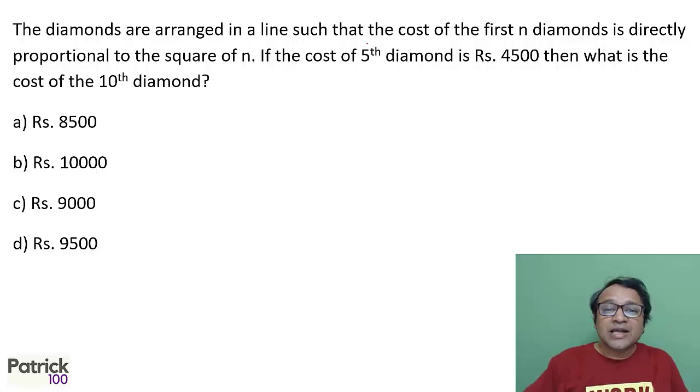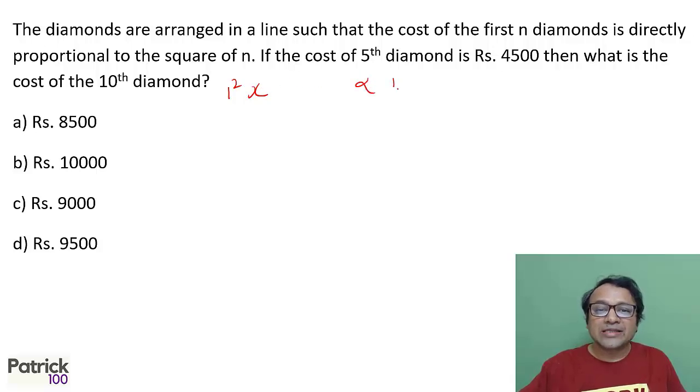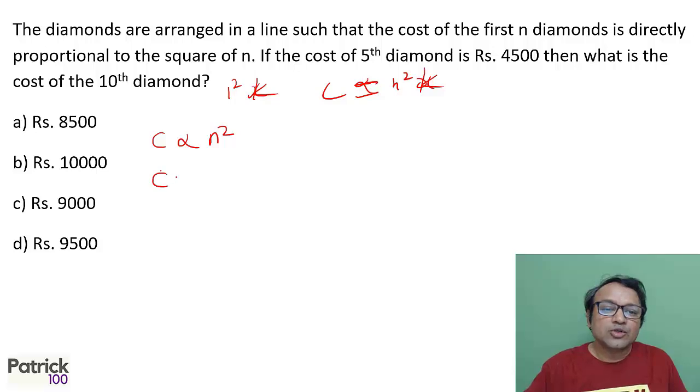The diamonds are arranged in a line such that the cost of the first n diamonds is directly proportional to the square of n. So in the first diamond, let's say the cost is x, 1 square x, directly proportional to the square of n. Let's say x is a constant. I'll repeat this again. Cost is directly proportional to the square of the number of diamonds. You can take the constant as k if you're comfortable. So c is equal to k n square.